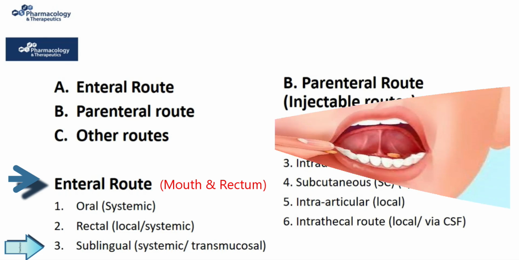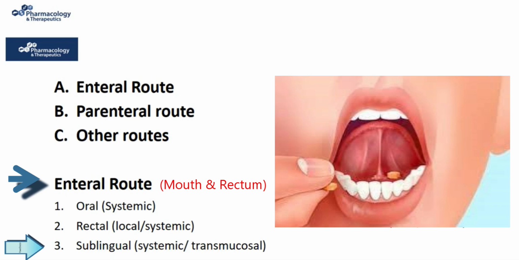Sublingual route refers to the route of drug administration by which the drug diffuses into the blood through the mucosal lining under the tongue. The term transmucosal means a route in which the drug is diffused through the mucous membranes.